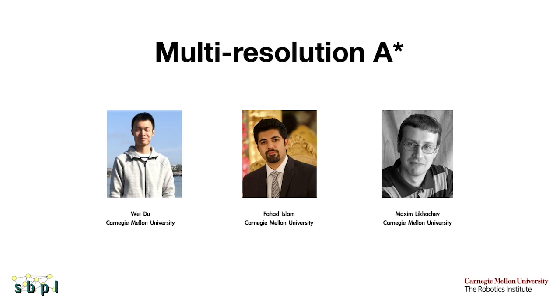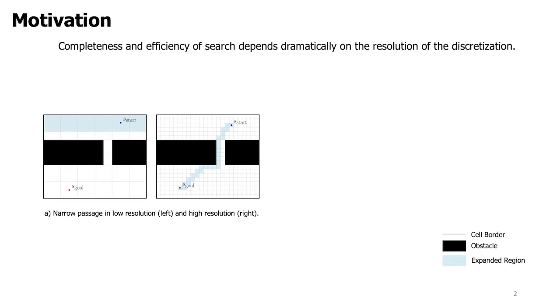Today I'm introducing you to the multi-resolution A-star algorithm. This research is conducted with Farhan Islam and my advisor Maxim Likhachev from the Search-Based Planning Lab at Carnegie Mellon University. The completeness and efficiency of search depends dramatically on the size of the discretization.